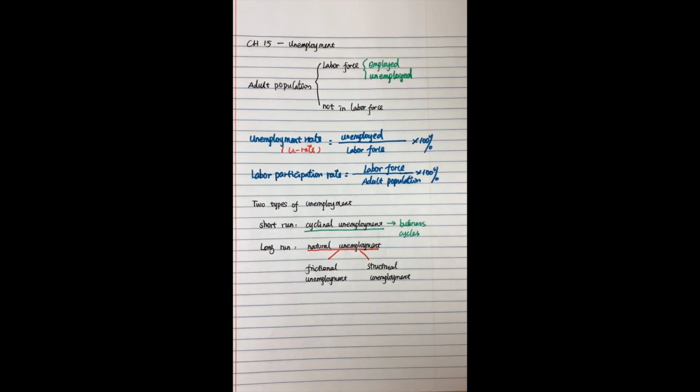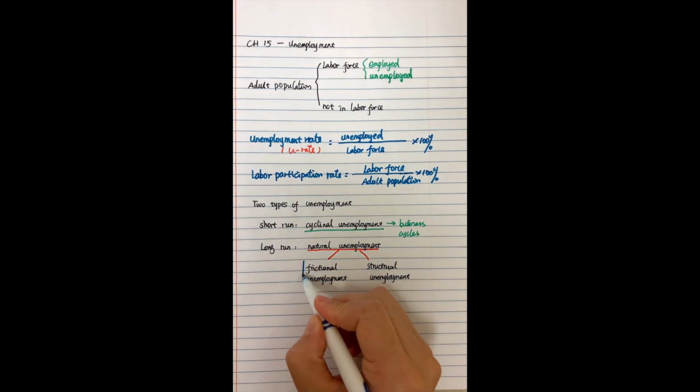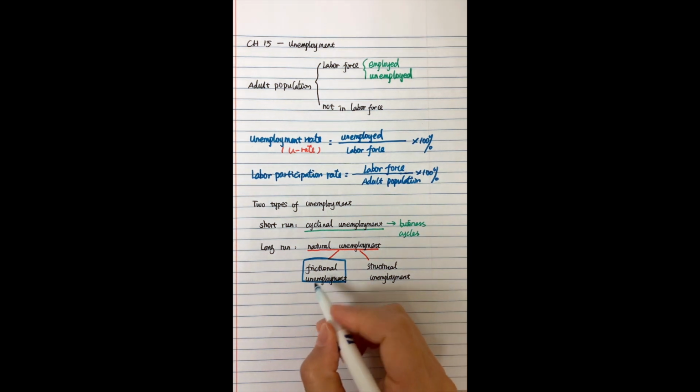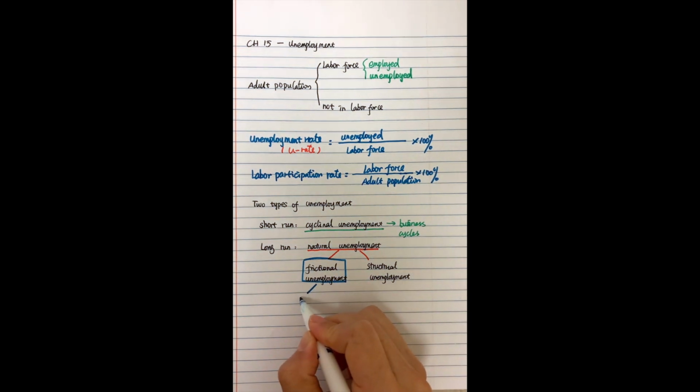Structural unemployment occurs when there are fewer jobs than workers, which means in the labor market there is more supply of labor than demand for labor, so the labor market has a surplus of labor, okay? For frictional unemployment, our textbook also talks about two reasons, okay? One is job search.